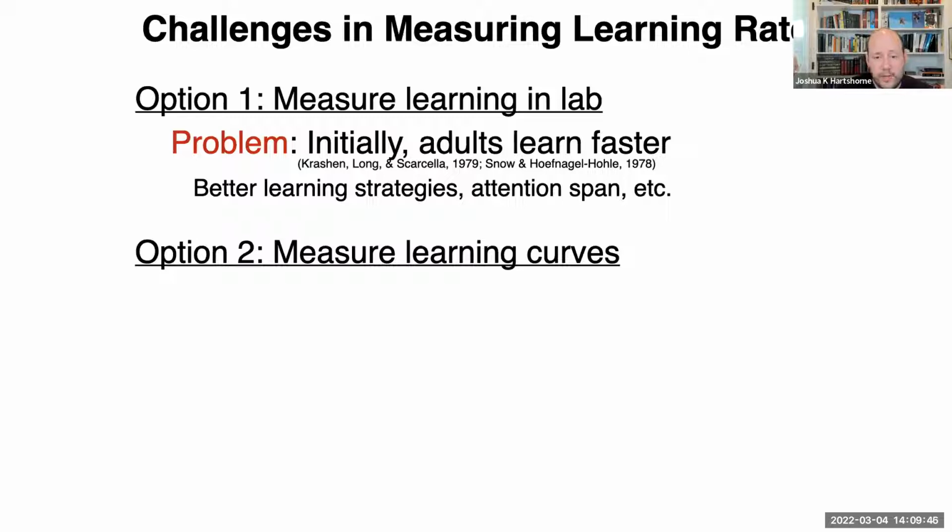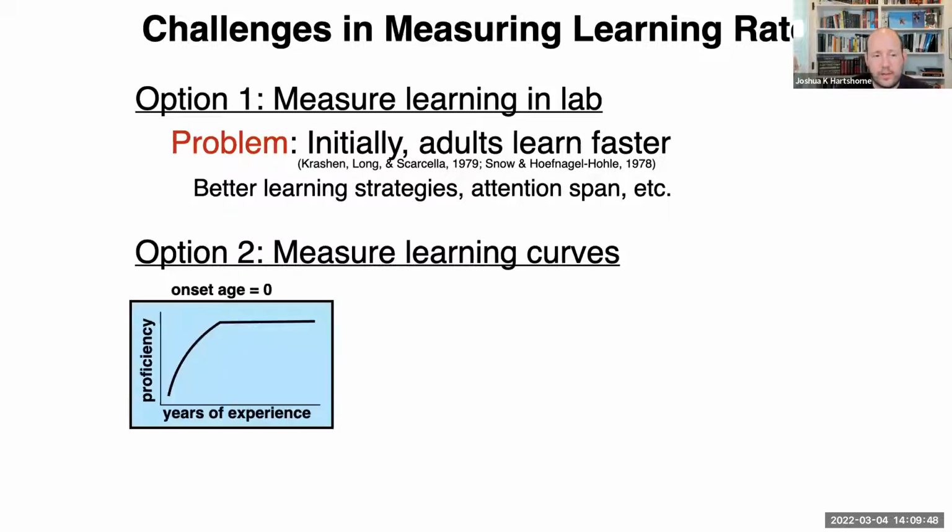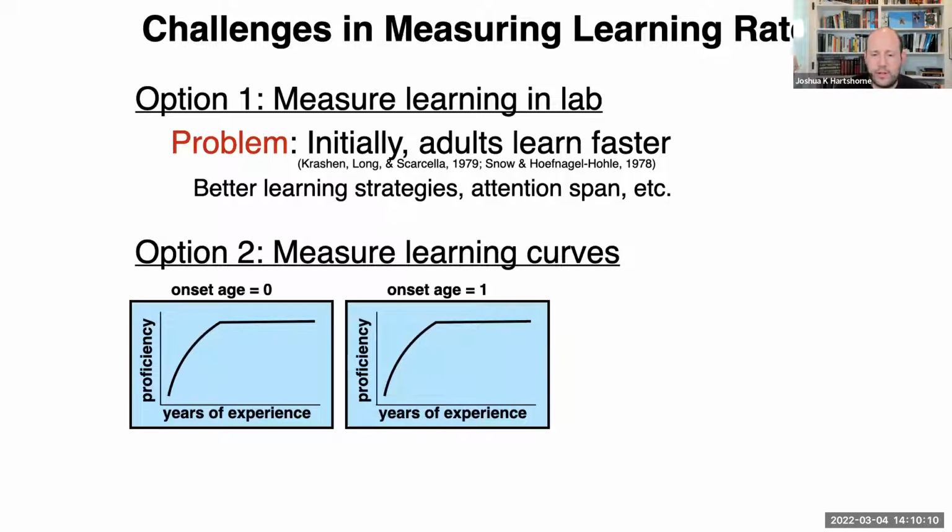So another option is you could try to measure learning curves. What I mean is first bring in a whole bunch of monolinguals, so their onset age of learning is age 0. Test their knowledge of the target language, and you get one of these learning curves, cross-sectionally, showing how long it takes to hit the ceiling on that language. And you can bring in people who all started at the age of 1, and maybe their learning curve looks exactly the same. Maybe it makes no difference if you start at 0 or 1.